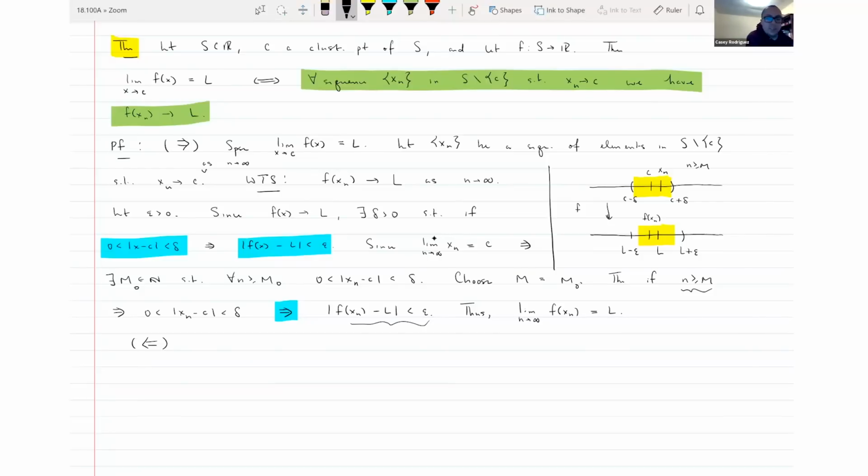So that's one direction of this if and only if statement. Let's prove the opposite direction. Suppose what's highlighted in green holds. This proof is going to be by contradiction. So let's suppose that our assumption, what's in green, holds, but the limit as x goes to c of f of x does not equal L. So now we're going to do the proof by contradiction, meaning suppose the outcome is false.